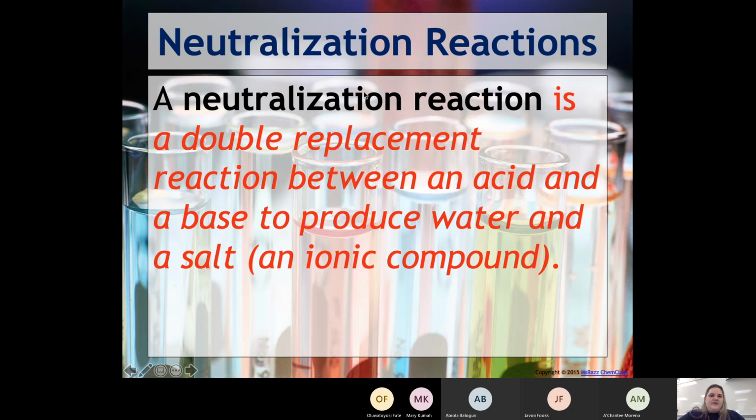The term neutralization is used specifically to refer to a double replacement reaction when you have an acid and a base as your reactants. They always follow this pattern of producing water, so they always produce H2O. And then they always produce a salt, which is an ionic compound. If you remember this pattern, neutralization reactions are really easy to write equations for and predict the products.